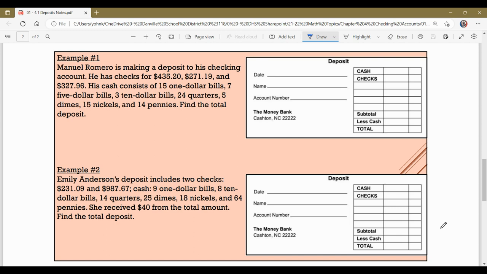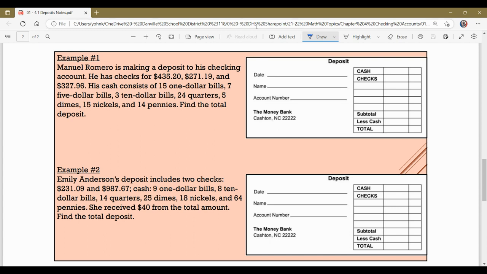Manuel Romero is making a deposit to his checking account. He has checks for 435.20, 271.19, and 327.96. His cash consists of 15 $1 bills, 7 $5 bills, 3 $10 bills, 24 quarters, 5 dimes, 15 nickels, and 4 pennies. Find the total deposit.